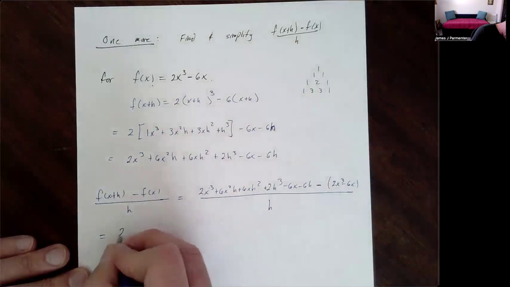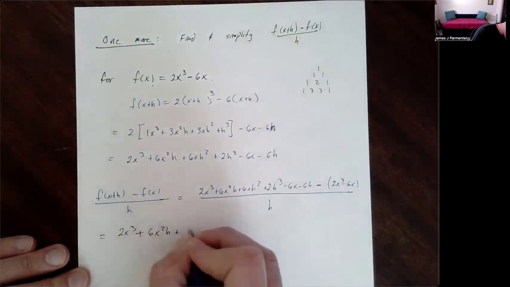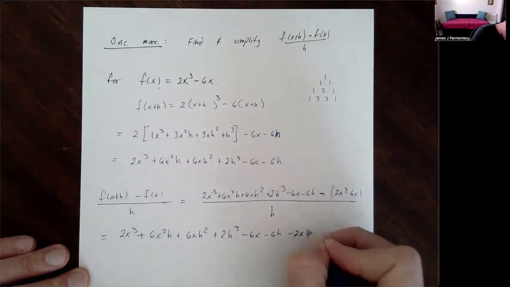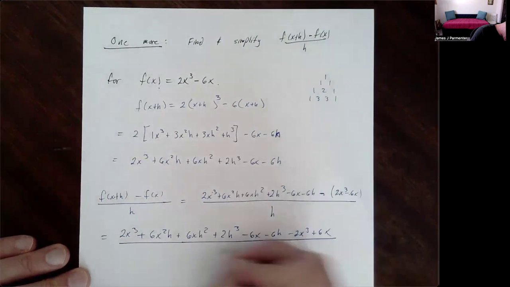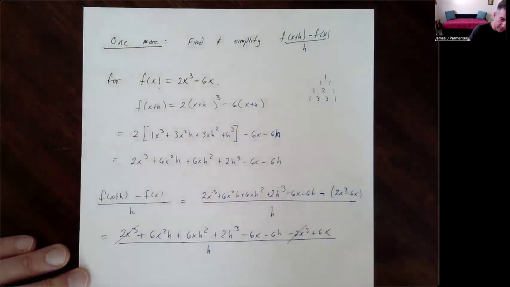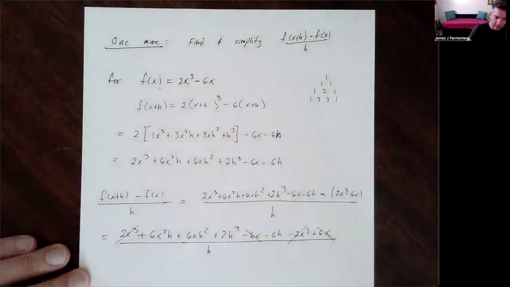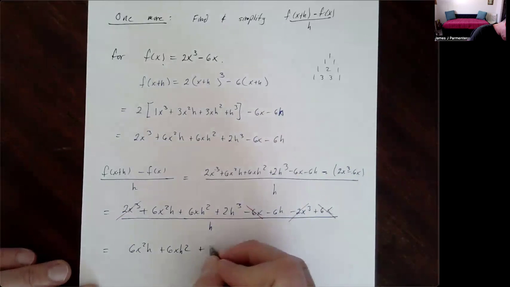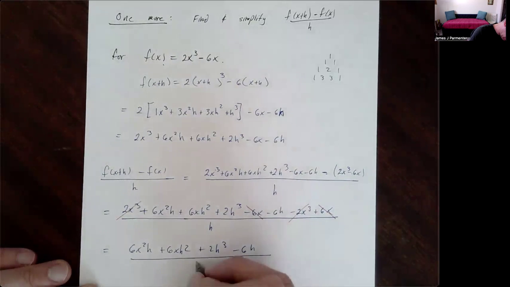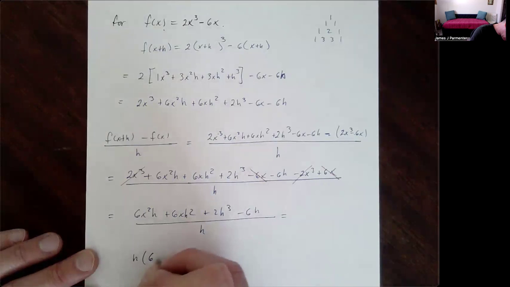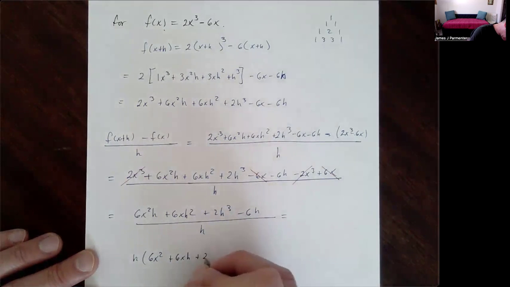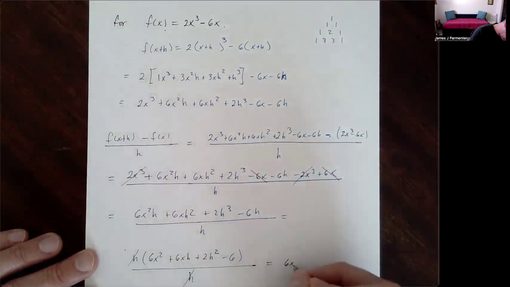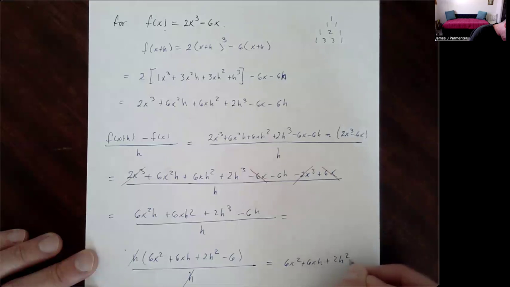If I distribute the minus sign, I've got still 2x cubed plus 6x squared h plus 6xh squared plus 2h cubed minus 6x minus 6h minus 2x cubed plus 6x, all divided by h. The 2x cubed and the negative 2x cubed add up to 0. The negative 6x and the positive 6x add up to 0. So I'm left with 6x squared h plus 6xh squared plus 2h cubed minus 6h, all divided by h. Factor out an h from the top: 6x squared plus 6xh plus 2h squared minus 6, all over h, and h divided by h is 1. So we're left with 6x squared plus 6xh plus 2h squared minus 6 as our final answer.